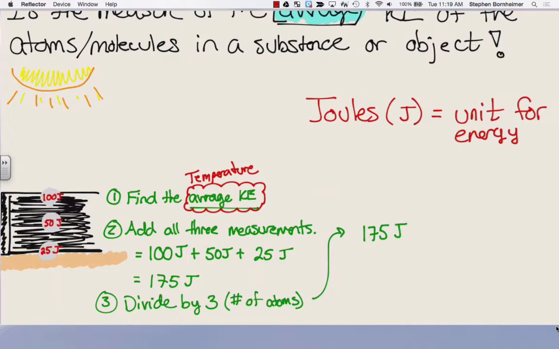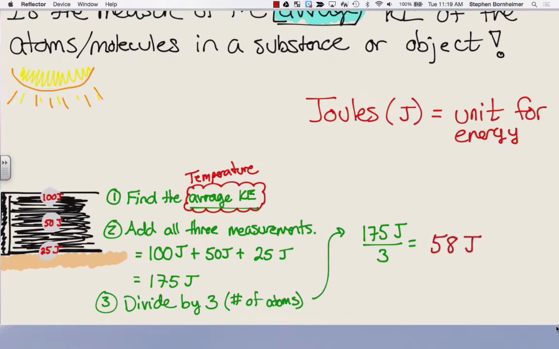175 joules divided by 3. Can someone please do that on their calculator? Bo Behrman? You have the answer? Okay, let's see it. 175 divided by 3. It's going to be really close to that. Yeah, 58 approximately.